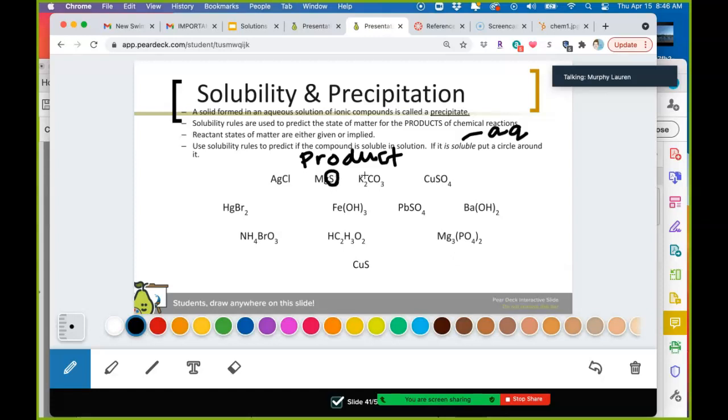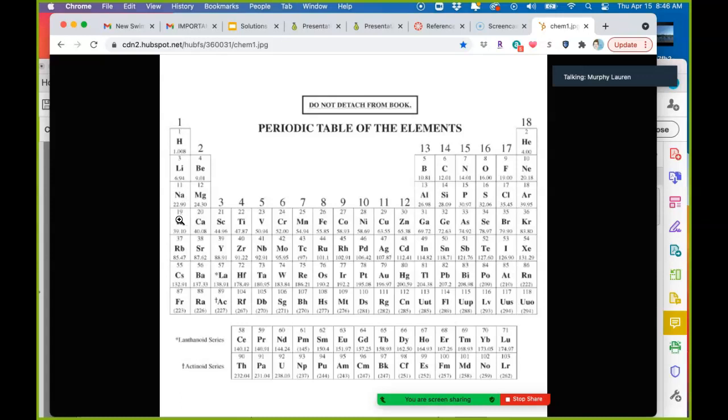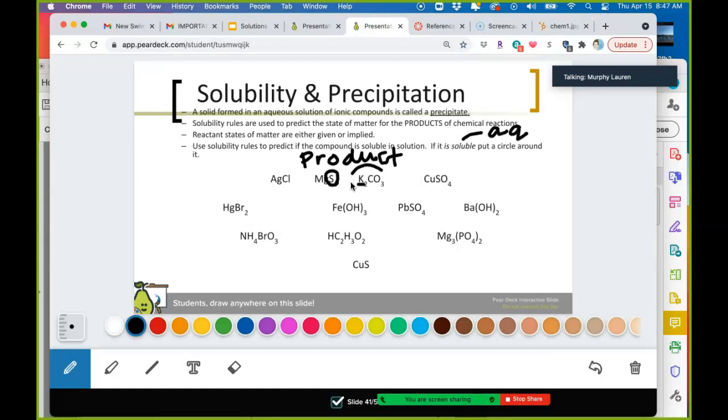Okay? Potassium carbonate. Now, you will start to get good at this. Potassium is an alkali metal. Look, right here, alkali metal. What did I just say about alkali metals? No matter what, as products, they are always soluble, always, 100% of the time. There's no exceptions. So the second you see an alkali metal, anybody in this family, it's aqueous. As a product only, okay? So I'm going to circle it because it's soluble, because alkali metals are always soluble.